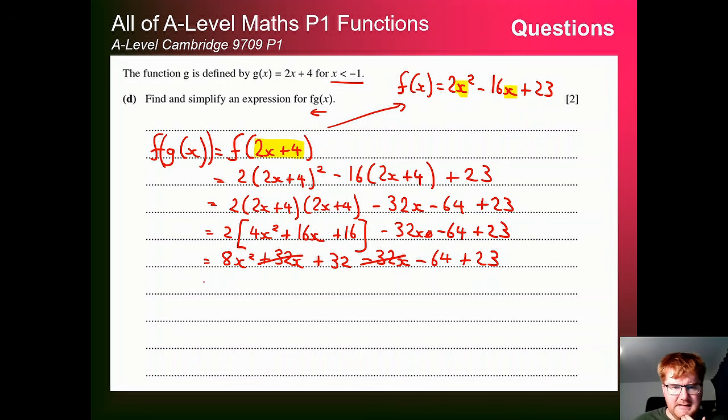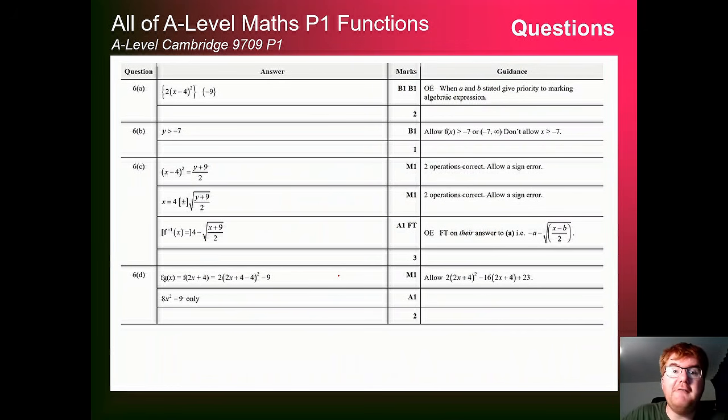And then we get, let's have a think about this. So 8x squared stays the same. 32 minus 64 is minus 32 plus the 23. That's going to give us minus 9 for our 2 marks. Okay, so you can have a look through the mark scheme. You can see where it picks up.